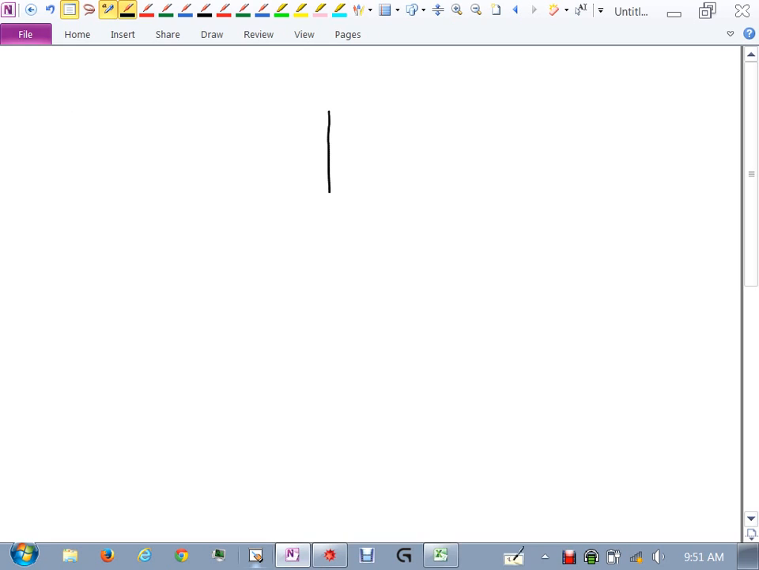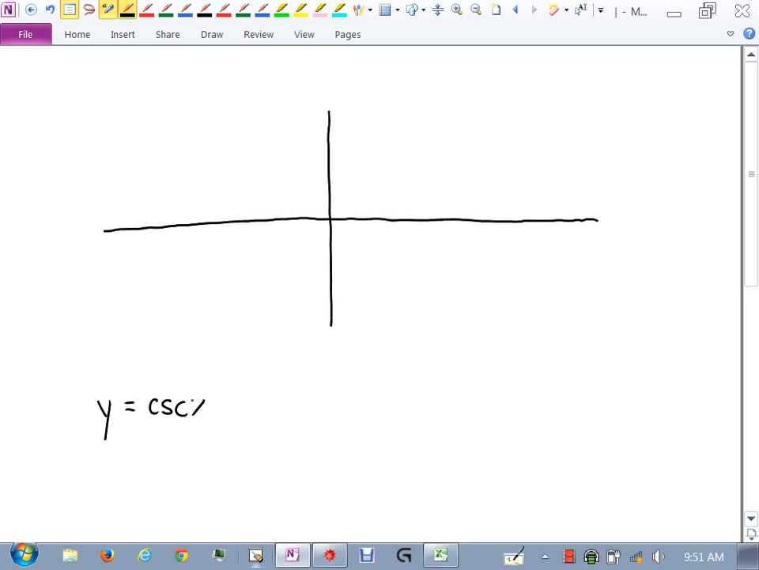Let's start with a graph, right? I'm going to come in here and I'm trying to graph this. Now let's first start out, remember I'm trying to graph y equals cosecant x, which is 1 over sine x.